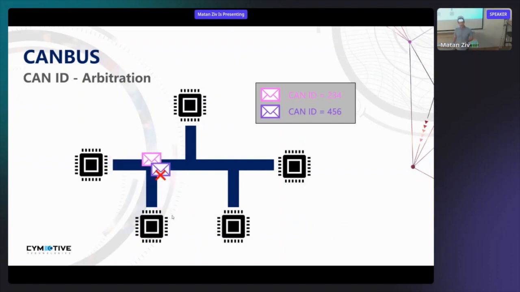When sending them at the same time, the component sending the higher CAN ID will notice that a lower CAN ID is currently being sent and will cease sending, allowing the lower CAN ID to be sent successfully to the target. The higher CAN ID will retransmit and actually be sent later. So the CAN ID is not only a type, but also has this prioritization property.